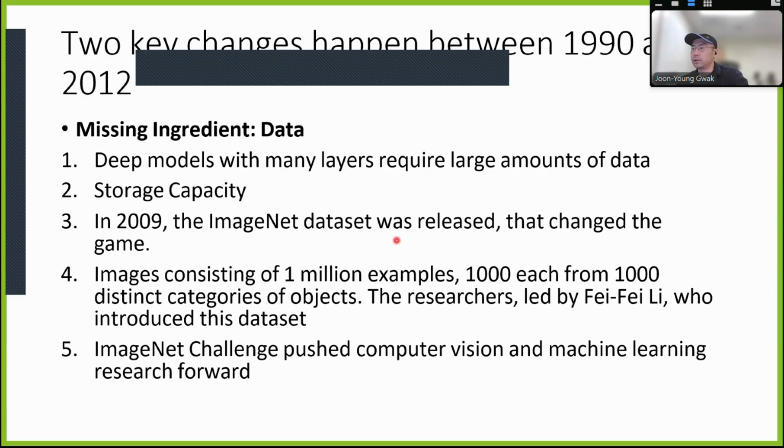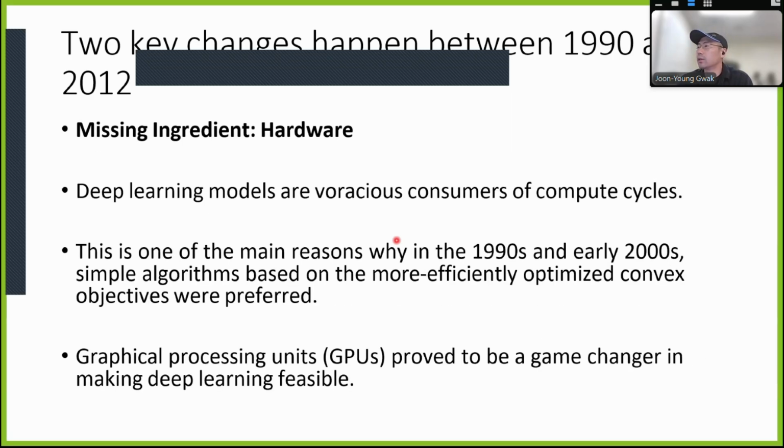Yes, so this is basically reiterating what I said: deep models with many layers require large amounts of data, which was not available back then. And the hardware, the GPU, involving parallel matrix multiplication, also was a game changer for deep learning.